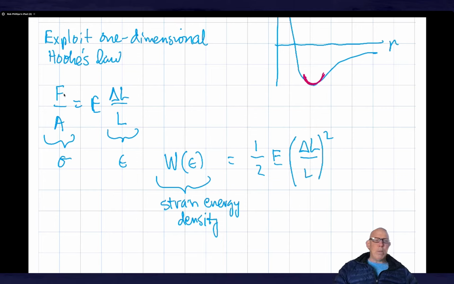First of all, the strain piece, which is this part, is dimensionless. This bit, you'll recall, is measured often in gigapascals, which is newtons per meter squared, or alternatively, I can write it as joules per meter cubed. So it's an energy density. That's the reason I'm referring to this as a strain energy density.